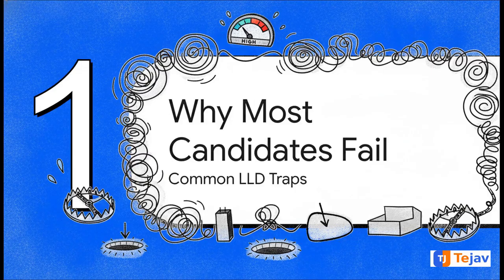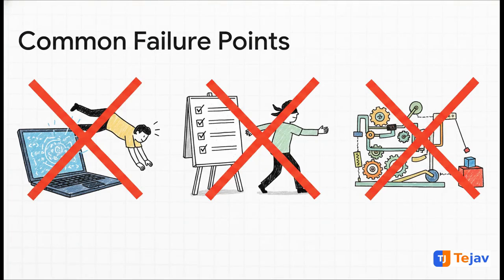Okay, so before we get to the solution, we have to understand the problem. Why do so many incredibly smart developers get tripped up here? Well, it almost always comes down to a few common traps that are just so easy to fall into, especially under pressure. Here are the three big culprits.